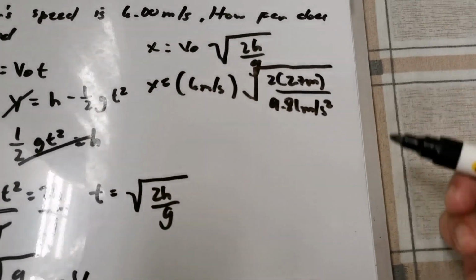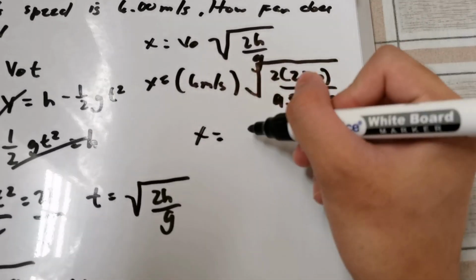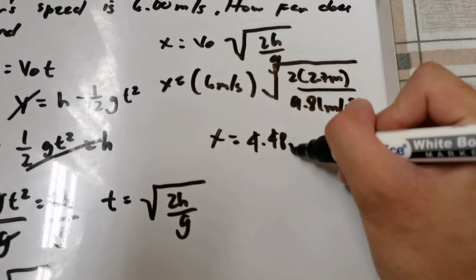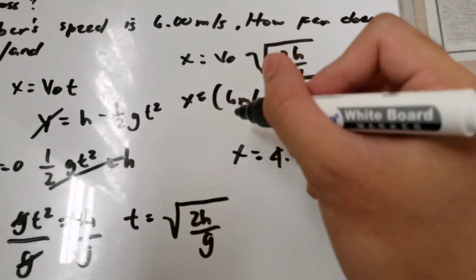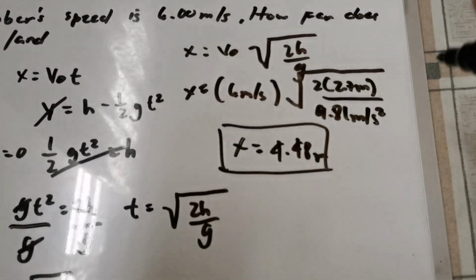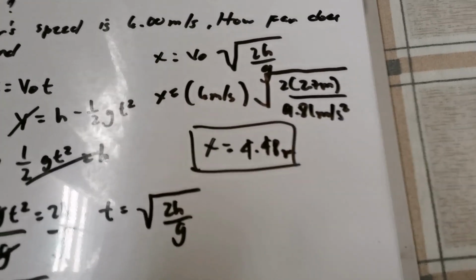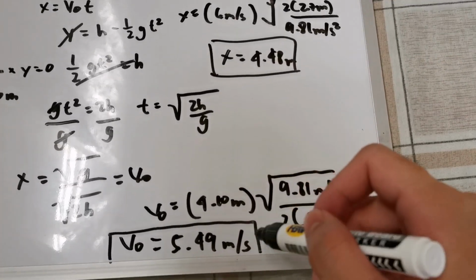So ayan na nga, solve na natin siya. At ang makukuha nating sagot ay x is equal to 4.48 meters. So ganito kalayo ang maaabot niya from the starting position using 6 meters per second. So ayan na siya. Ito na yung sagot natin sa letter A at sa letter B.